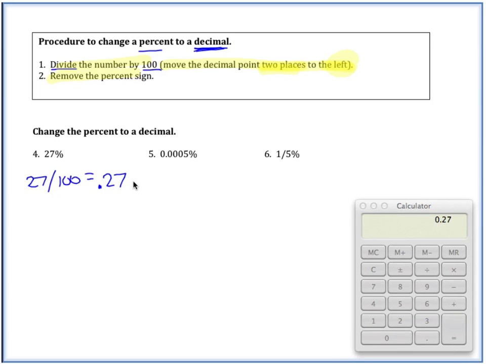And we'll get rid of that percent sign. So you can see essentially there had been a decimal point here, and we just move it 2 places to the left, and we get our 0.27.